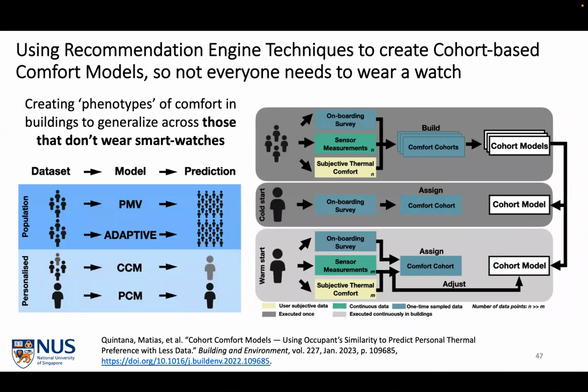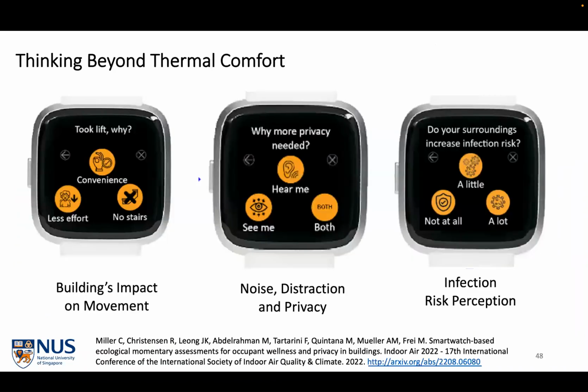Matthias Quintana from our team worked with Stefano Schiavon's team to work on comfort models that he calls cohort-based comfort models. So you've heard of course, the general PMV models and adaptive comfort models. You probably also heard of personalized comfort models. Cohort comfort models are somewhere in between. They're trying to create personalized insights without having to have everybody wear a watch and collect data from every single person. So we use recommendation engine type of techniques. So please check out that paper if you're interested.